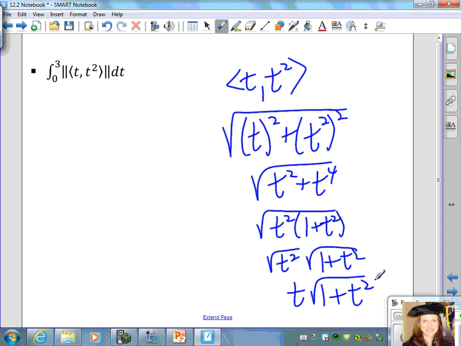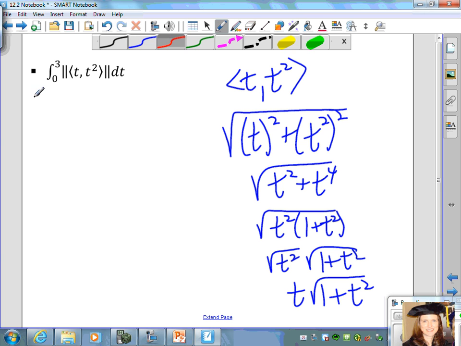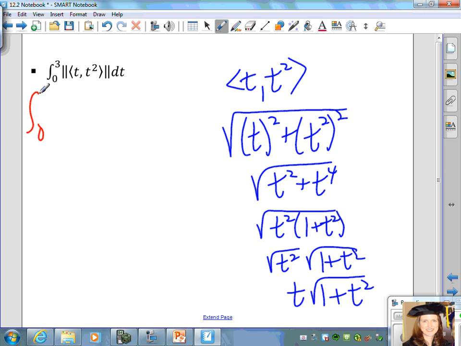So since we found the magnitude of that vector with components t squared, we can set up this definite integral as the integral from 0 to 3 of the magnitude of the vector, which is t times the square root of 1 plus t squared dt. Now we have a basic definite integral. We can use some integration techniques to evaluate it.